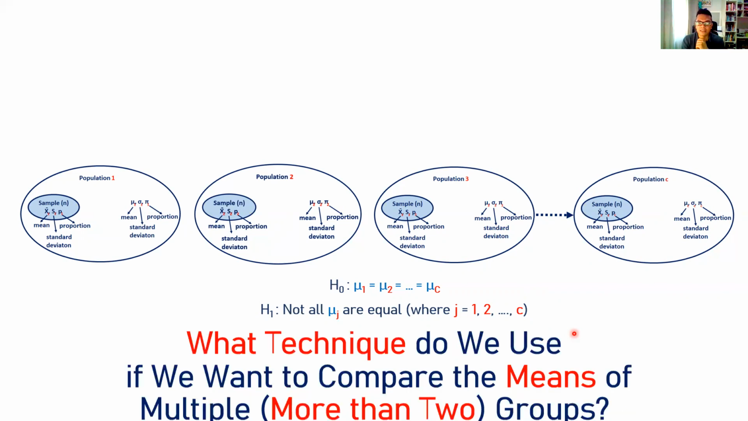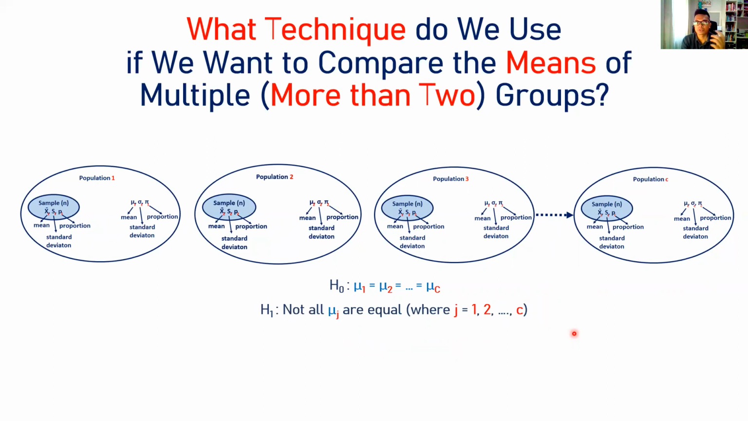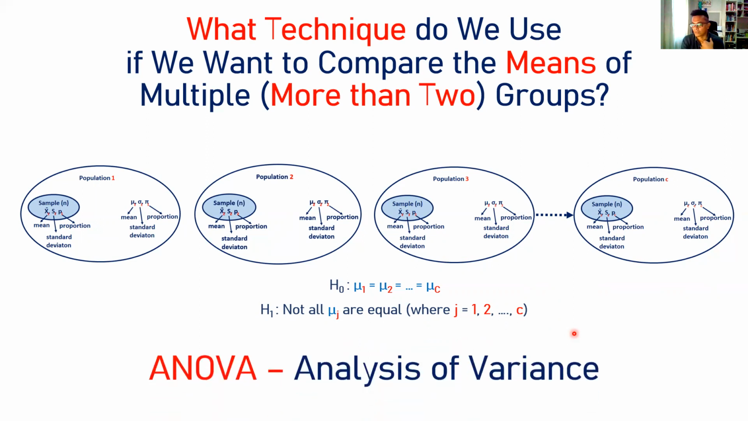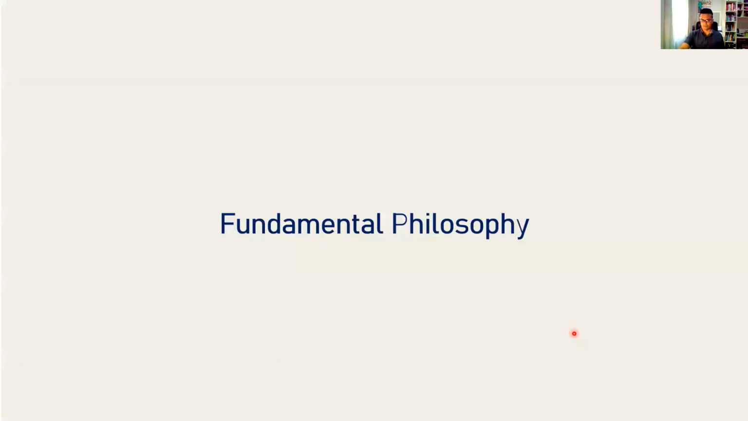So what technique do we use if we want to compare the means of multiple groups, or more than two groups? The technique is ANOVA. So let's now first discuss the basic philosophy of ANOVA. And to do that, I would like to start with an example.